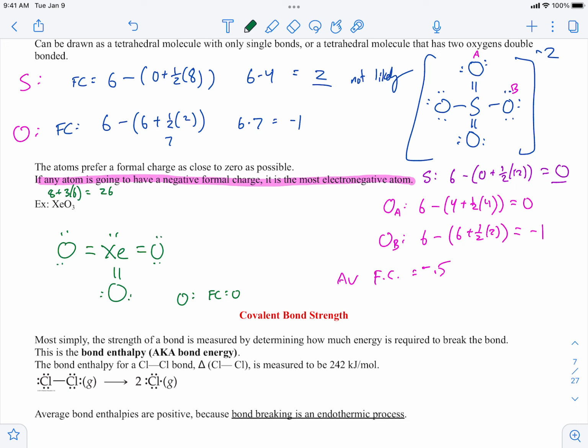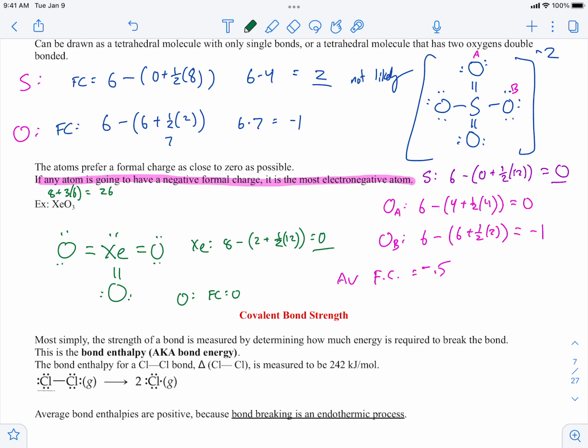What about the xenon, though? So for xenon, we've got 8 valence electrons minus the assigned electrons. There's 2 lone pair electrons on it, plus 1/2 of what would be 12. 2, 4, 6, 8, 10, 12. Yep, 12. So we get a formal charge of 0 on xenon this way as well. So formal charges of 0 are most likely. So even as odd as this looks, this is what we're going to go with, unless there's a different scenario.